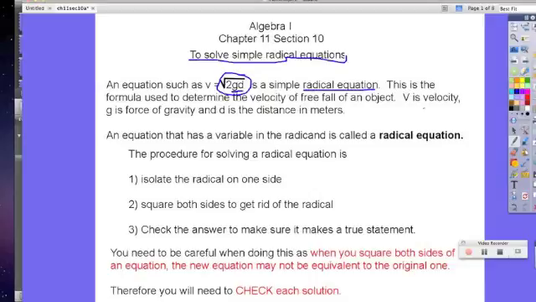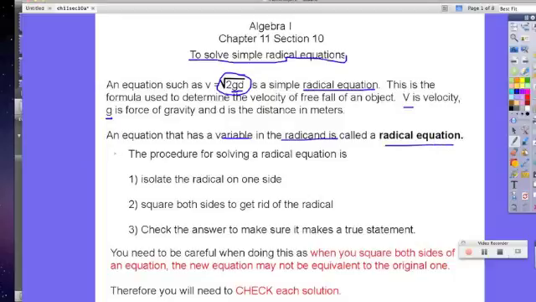In this case, v is the velocity, g is the force of gravity, and d is the distance in meters from the Earth's surface. And this formula is used to determine the velocity of a free fall of an object. An equation that has a variable in the radical, or in the radicand, is called a radical equation.